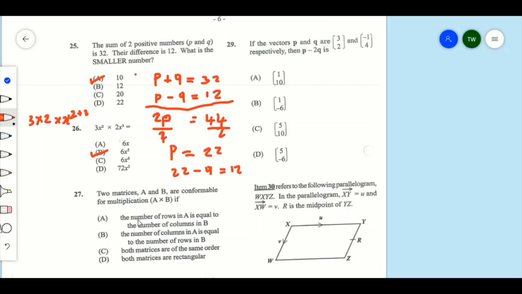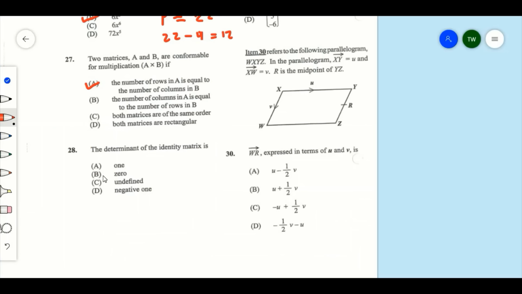A. The number of rows in A is equal to the number of columns in B. And that's going to be our answer there. Because the number of rows in A has to equal the number of columns in B for both matrices to be able to be multiplied.